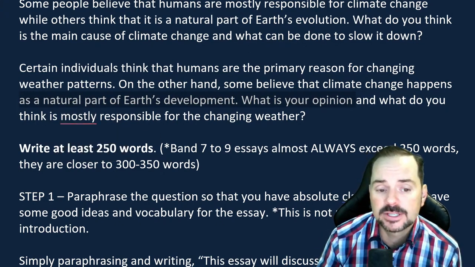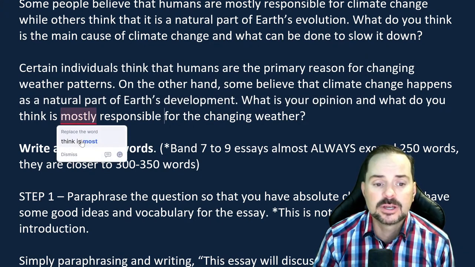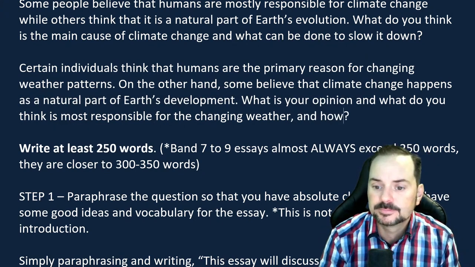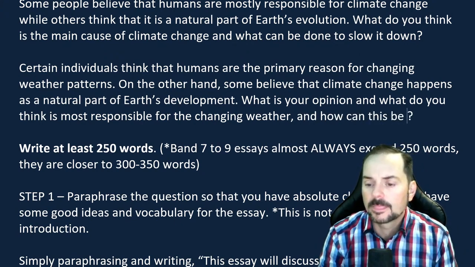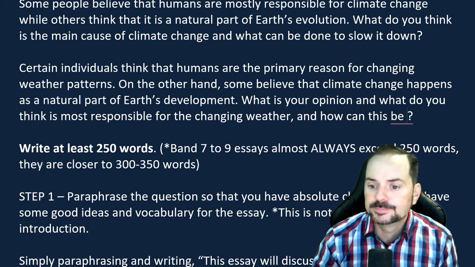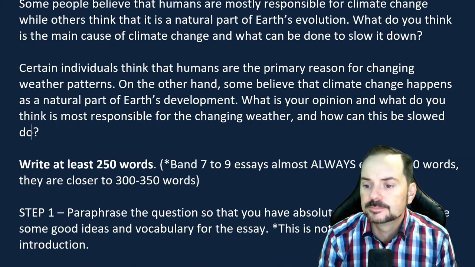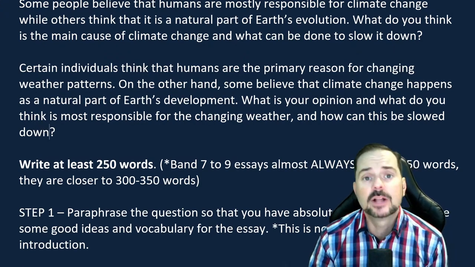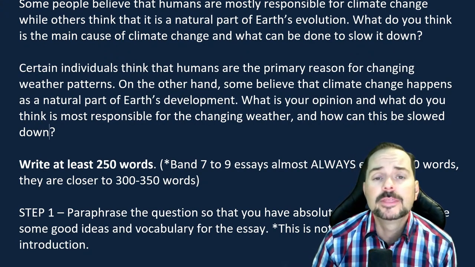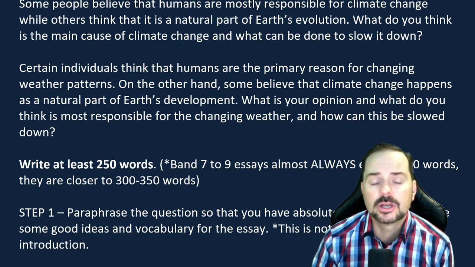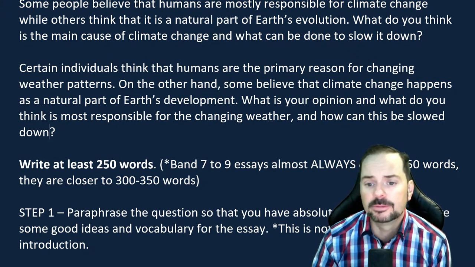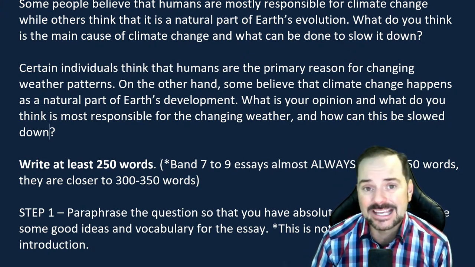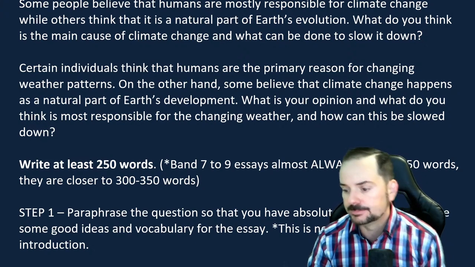Now that I read this, I realized that I missed an important part here. And how can this be slowed down? Okay. All right. So I need to answer that question as well. And this is why I paraphrase, to make sure that I don't miss any important question. This is why I read both of them. Okay. Now I'm confident that I'm going to write the correct essay with the correct information.